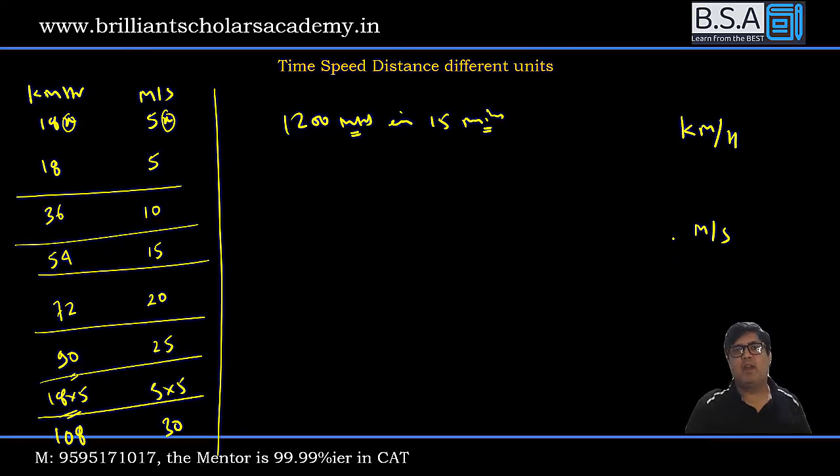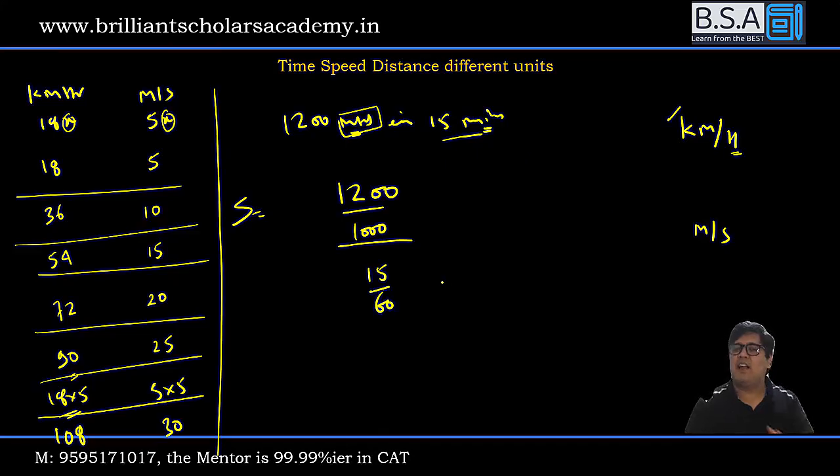First of all, for speed to be calculated, distance should always be in the numerator, 1200, and time should always be in the denominator, 15. The problem is it is in meters. If I want kilometers, I need to divide by 1000. The time is in minutes. If I want hours, I must divide by 60. So standard approach, standard theory, nothing fancy.